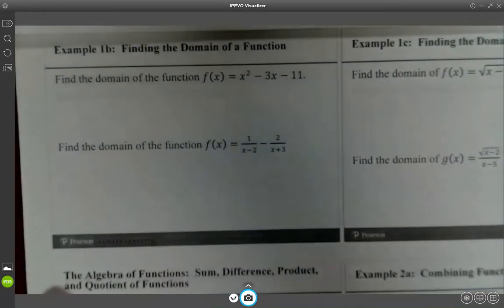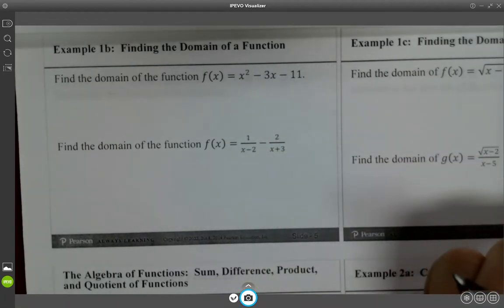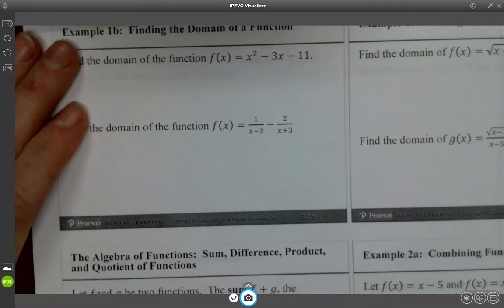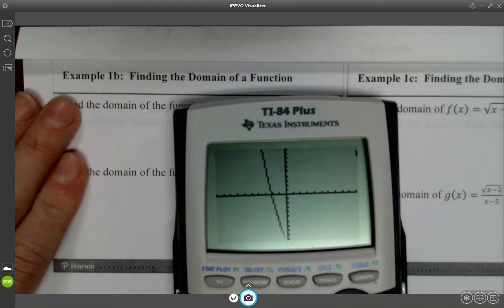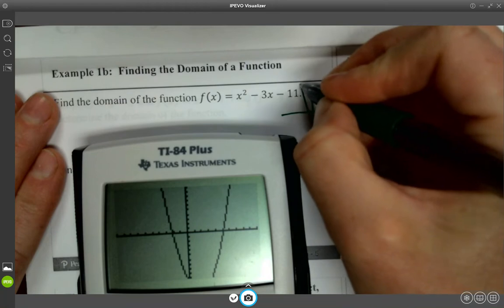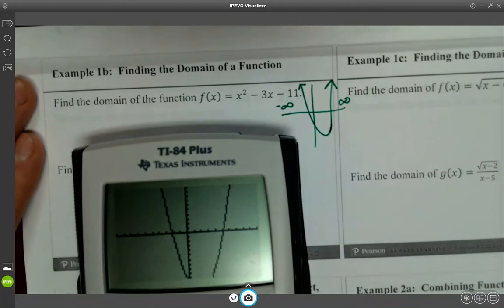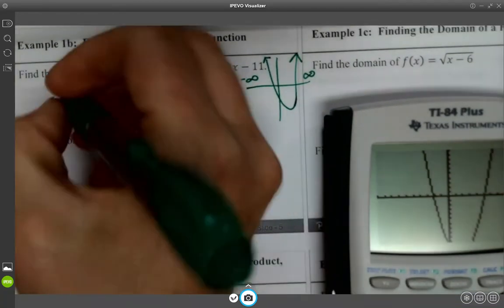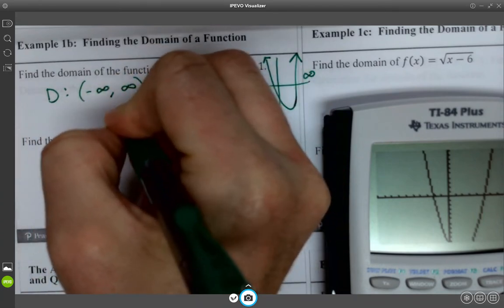Okay, so the domain of this quadratic function, x squared minus 3x minus 11. There are no restrictions there. If you look at it in the calculator, x squared minus 3x minus 11, it's just quadratic. You do something like this. Left, negative infinity, right to infinity. So it's all real numbers. There's no restrictions. Domain, negative infinity to infinity, or all real numbers.